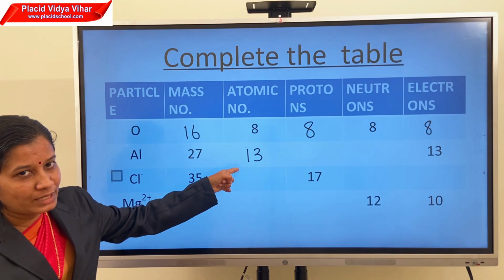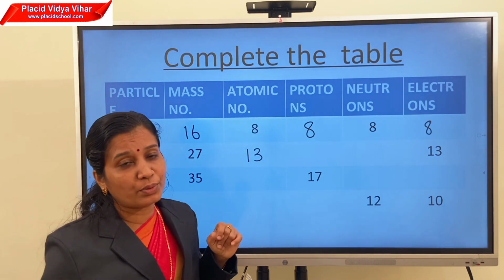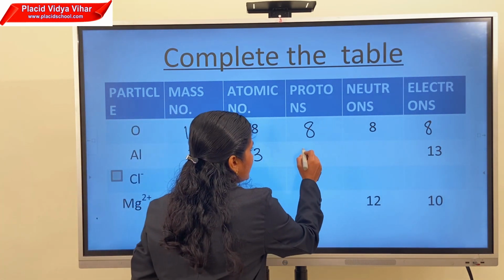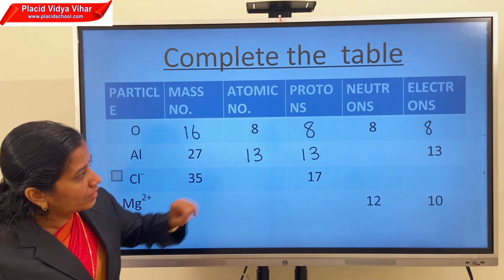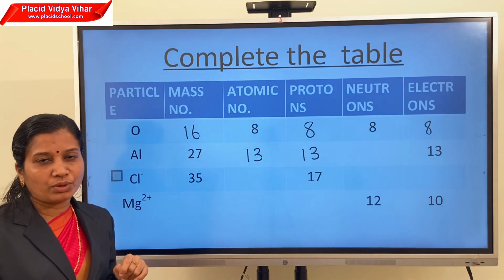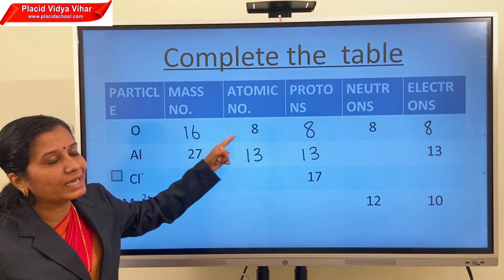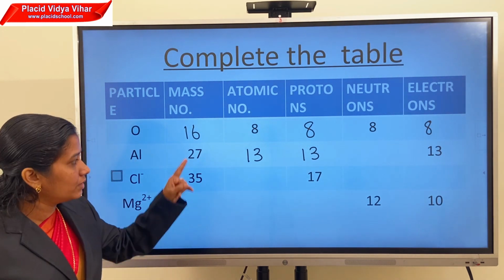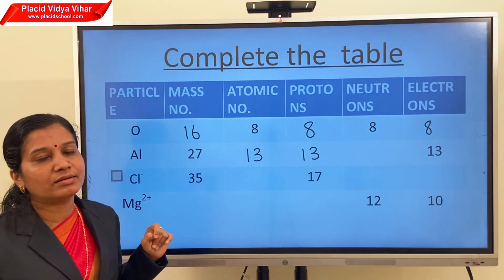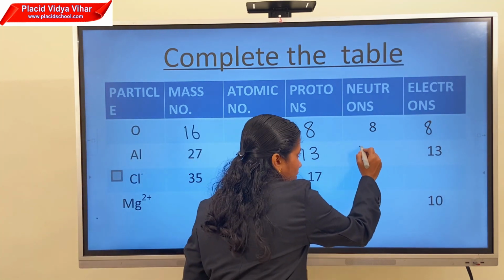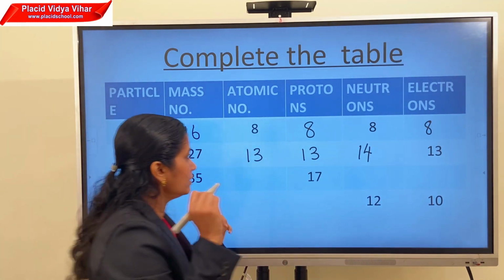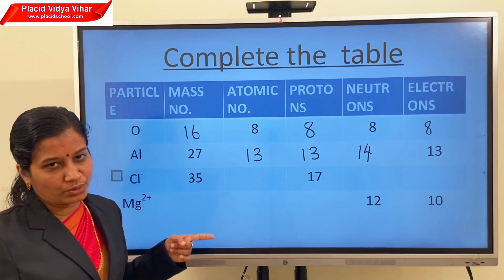Then atomic number means what? It is equal to the number of protons. So we can also write 13. Then we can find out the neutrons by mass number minus atomic number. So 27 minus 13, that is equal to 14. So that is the number of neutrons.